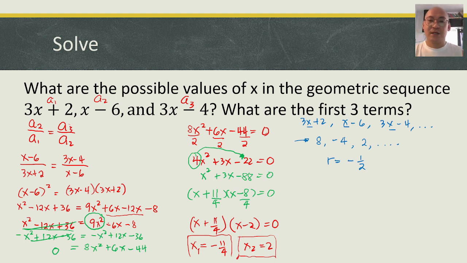Alright? So this can be a possible answer for the second question, and you can also substitute negative 11 over 4 for you to get the other sequence that can be formed as a geometric sequence. And that is all for the lesson of finding the value of x in the form of geometric sequence.